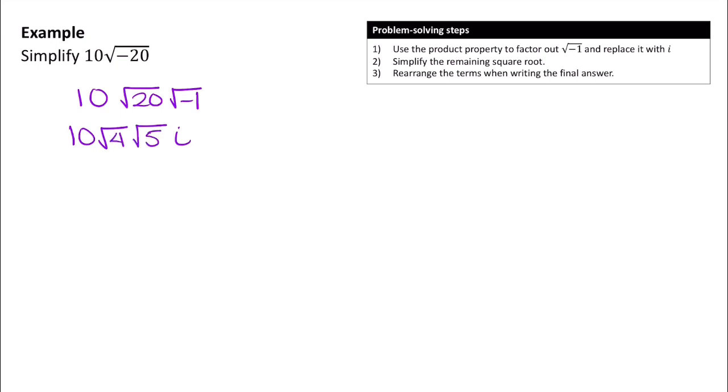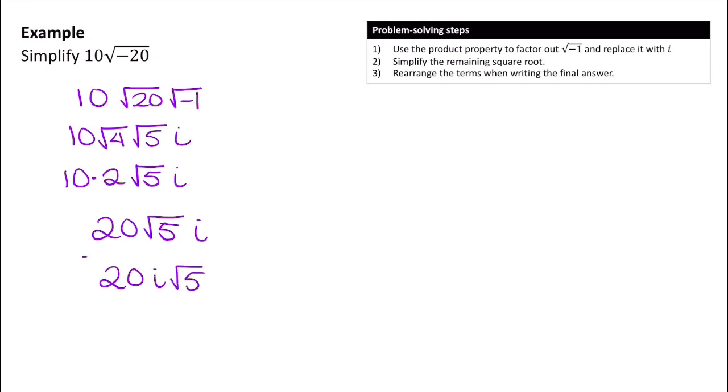Well, I have 10 times the square root of 4 is 2, and then I have the square root of 5, and I have i. 10 times 2 is 20, so I have 20 square root of 5, i, and then I can rearrange this and write it as 20i times the square root of 5.